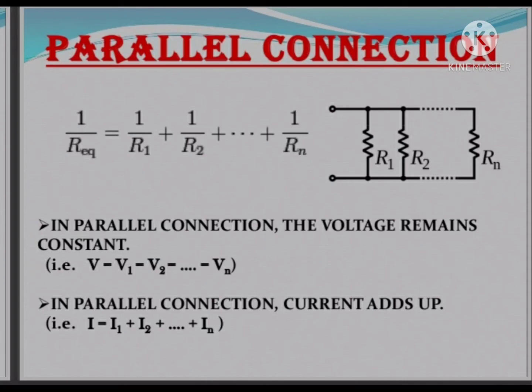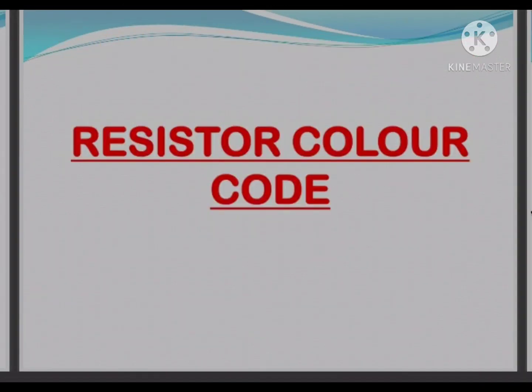This is the diagram of parallel connection of resistors. The equivalent resistance is defined as 1 upon Req is equal to 1 upon R1 plus 1 upon R2 plus ... plus 1 upon Rn. In parallel connection, the voltage remains constant, and also in parallel connection, currents add.